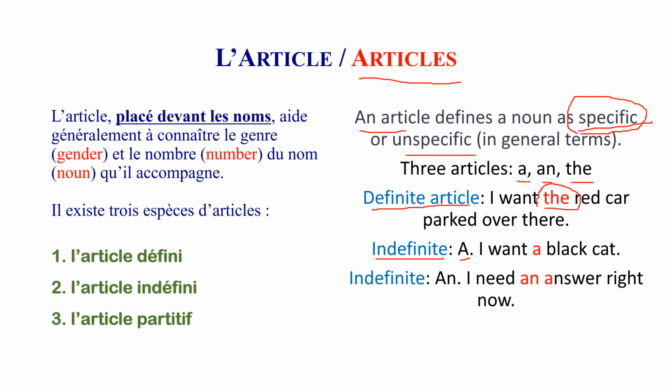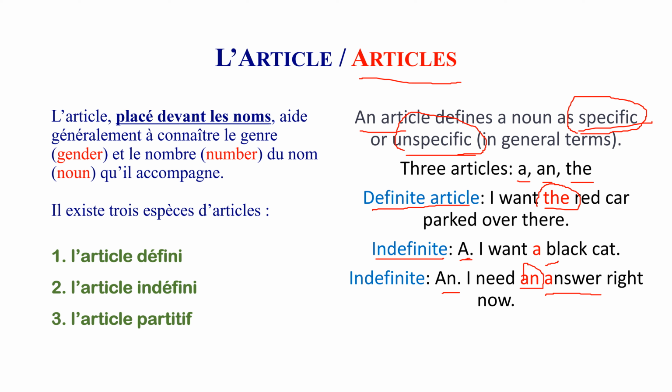Indefinite is either a or an. We put a when it is preceded by a consonant. I want a black cat. B is a consonant, therefore it is a black cat, any black cat. That's why it is unspecific. Any black cat would do. Now, if the noun it precedes starts with a vowel, then you cannot put a, you have to put an. So that is, grosso modo, articles in English.